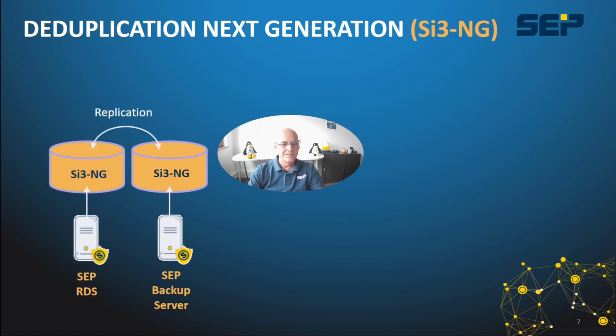You can also set deduplication storage at the RDS, at the media agent. You can replicate between these two agents and have the RDS maybe in a branch office and replicate the data in deduplicated form over the WAN. So these are the possible scenarios.